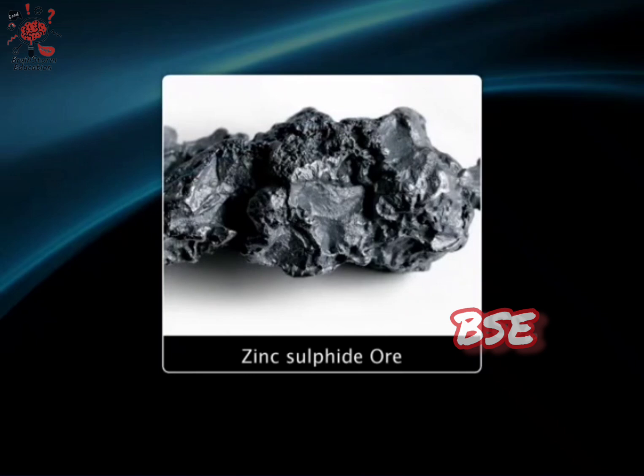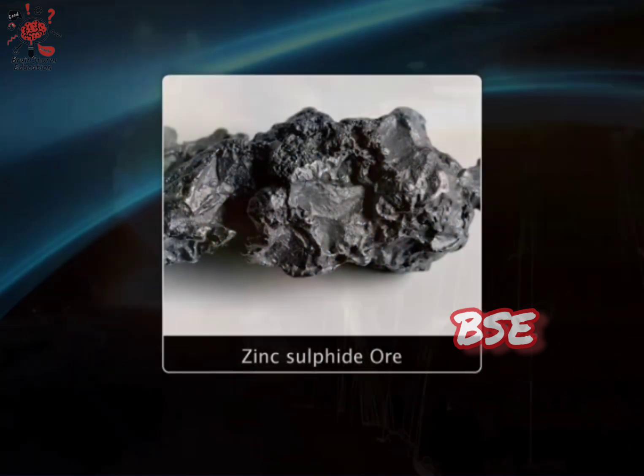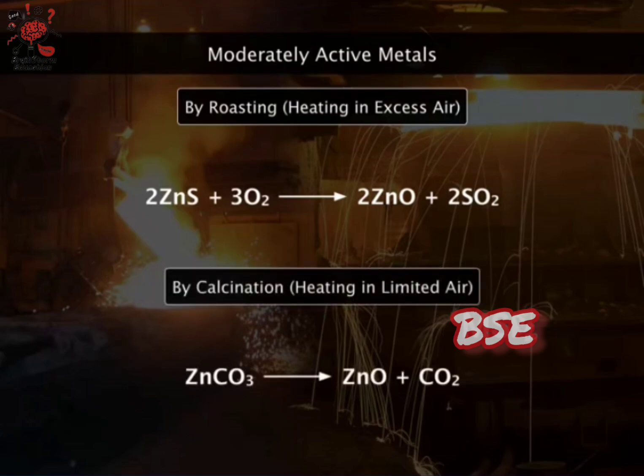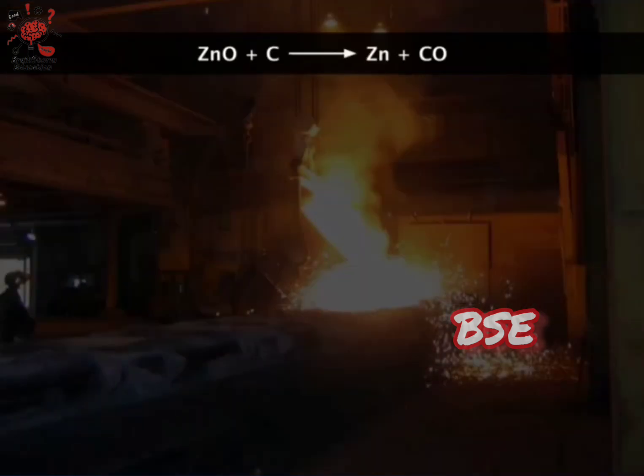Moderately active metals are usually present in nature as sulfides or carbonates. An example is zinc sulfide. Sulfide ores are converted into metal oxides by roasting in excess of air, and carbonate ores are converted into metal oxides by calcination, that is, by heating in limited supply of air, respectively. Zinc oxide is heated with carbon to reduce it to zinc.